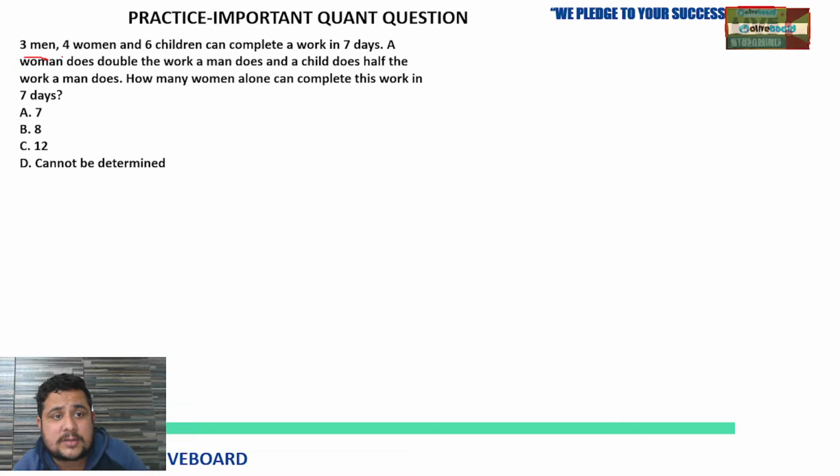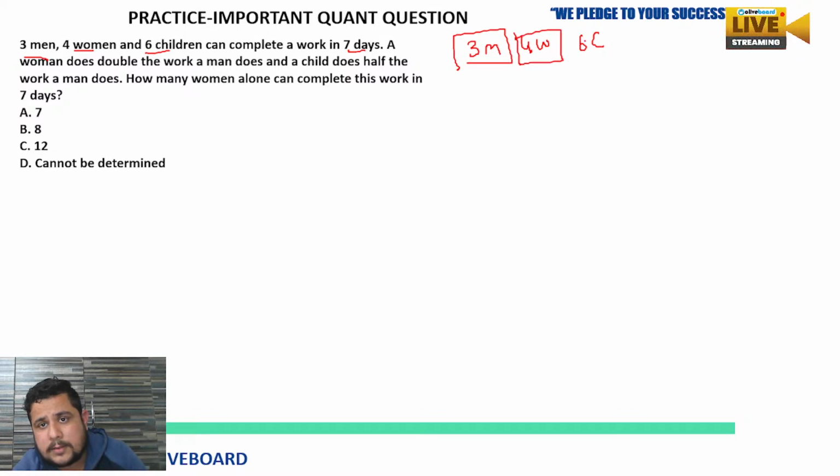Now, next question is 3 men, 4 women, and 6 children can complete a work in 7 days. So this belongs to time and work chapter, right? Now 3 men, 4 women, and 6 children. Okay, so separate entities are given: 3 men, 4 women, and 6 children. Complete a task in how many days? So if they are working together, they are completing the task in 7 days. This is what given in the first line.